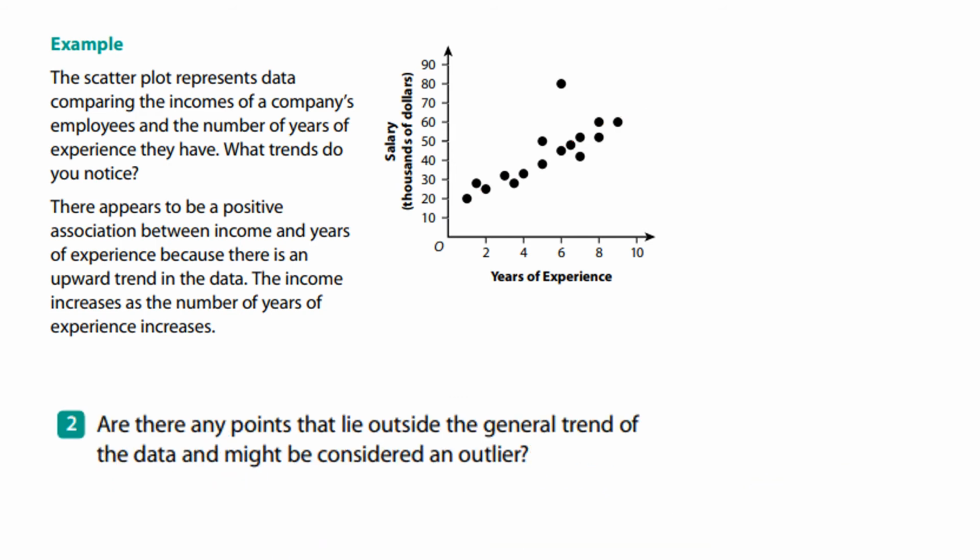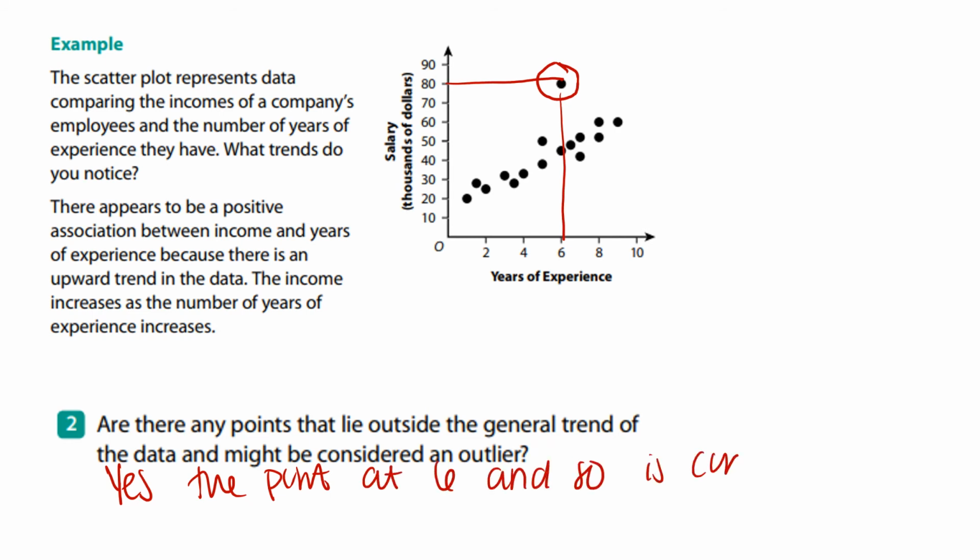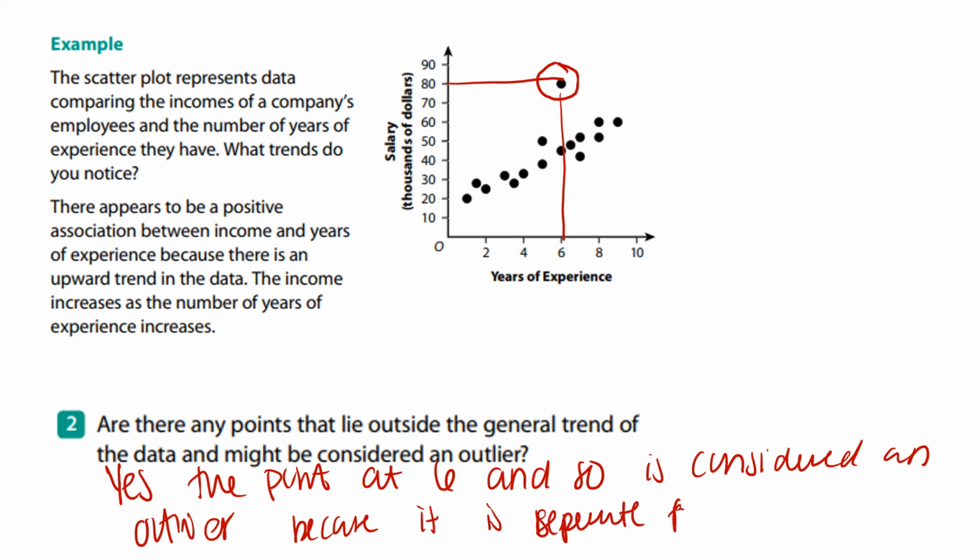For number 2, we're looking at the same example scatter plot, and the question asks, are there any points that lie outside the general trend of the data and might be considered an outlier? This point here at about 6 and 80 is considered an outlier because it's separate from the group. So we're going to say yes, the point at 6 and 80 is considered an outlier because it is separate from the group.